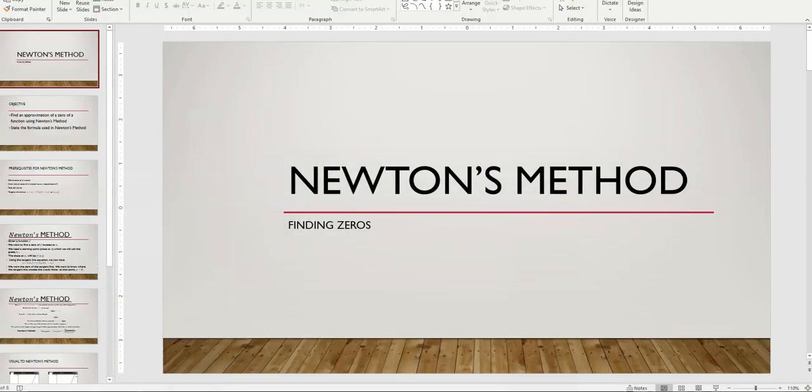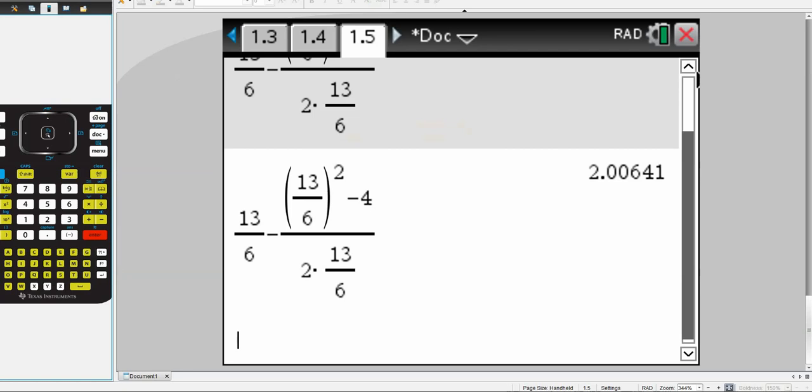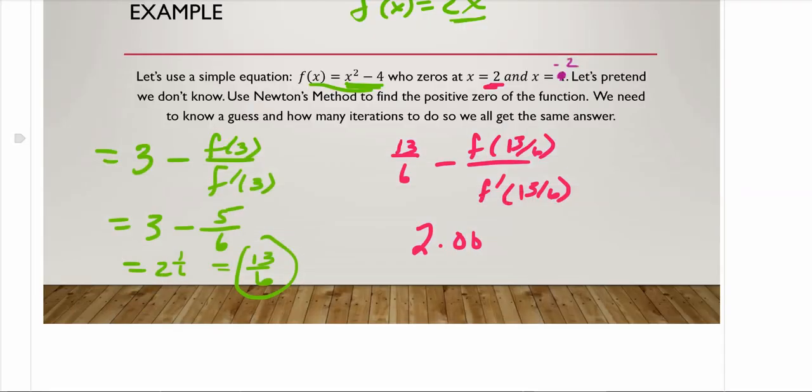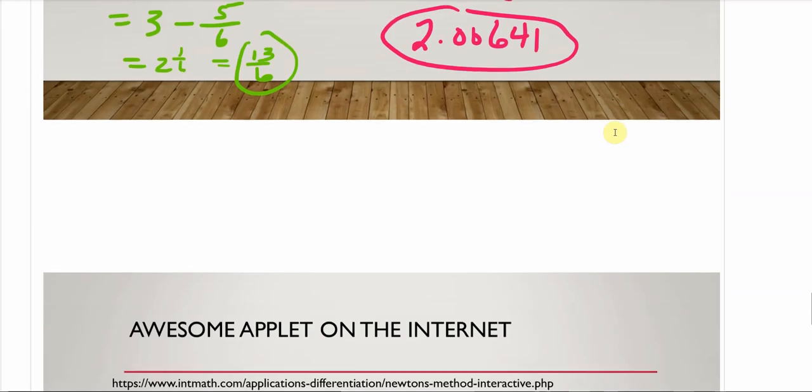Okay. So what am I trying to do? I am trying to find this. What we said was 2.00641. Okay, so this was 2 iterations. So what am I going to ask you to do? I'm going to give you a function as is, and I'm going to say find me the 0 of my function, but I'm going to tell you the starting point, and I'm going to tell you how many iterations to do. So please know the formula.